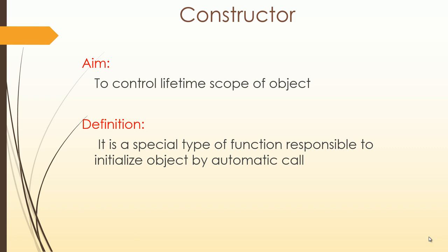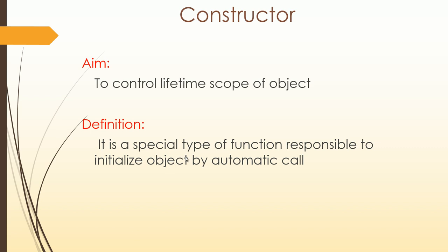Before using a constructor, we initialized objects either by using the set data function or by using the get data function. But instead of using these two functions, we can also directly initialize the object as it is declared by using a constructor function. Therefore, the constructor function is known as the lifetime scope of the object. The role of the constructor function is only to initialize the object of the given class by giving an automatic call.